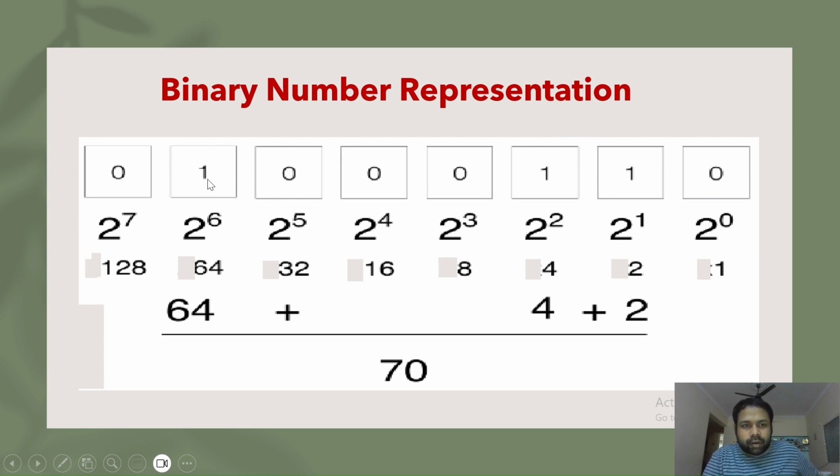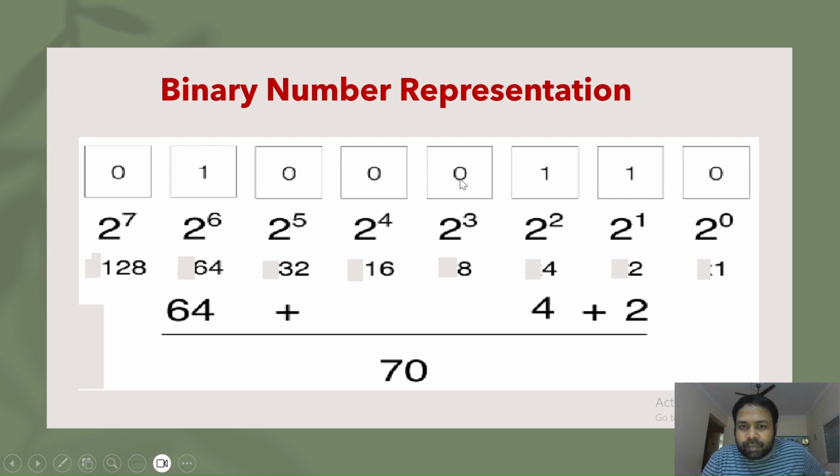So how I had written 1000110 is the binary number representation for what? 70. For example, let us consider these 4 bits only. Let us consider these 4 bits, 0110, right? So what is the natural number for this? What is the natural number for 0110?